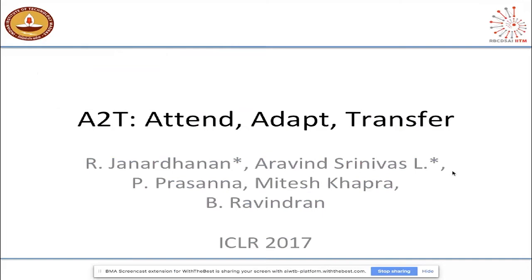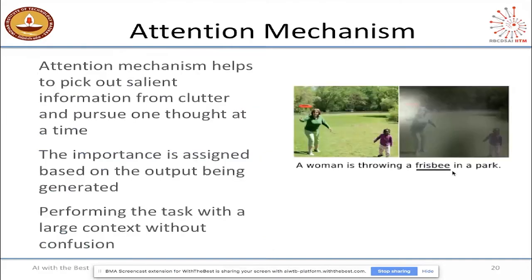Before we get into the transfer side of things, just a quick one-slide recap of what attention means. Attention mechanisms really help us to pick out salient information from the input. For example, here you see a picture where a woman is throwing a frisbee in a park, and the network is trying to generate a caption that corresponds to this picture. When it generates the word frisbee, it really needs to look at those pixels that are brighter here, right? It really needs to focus on these pixels and not on the rest of the image.